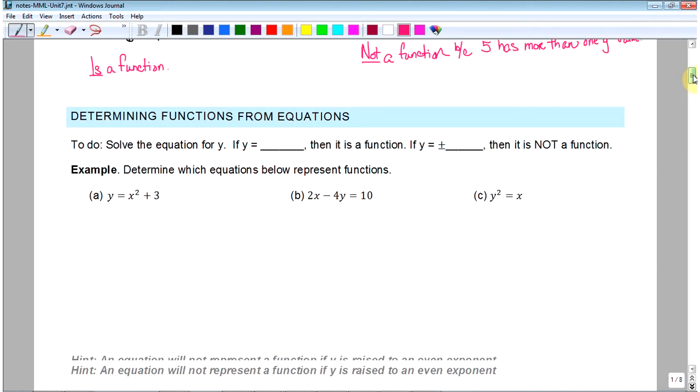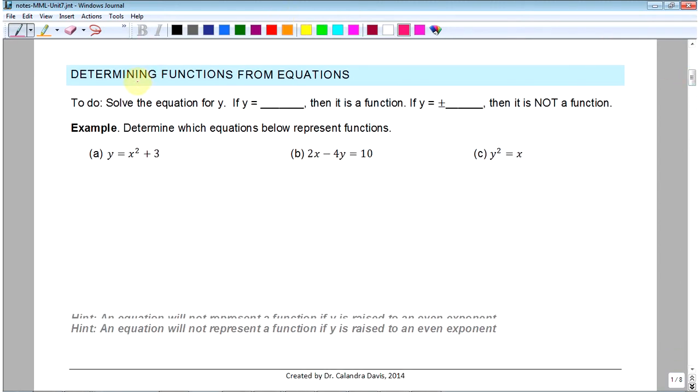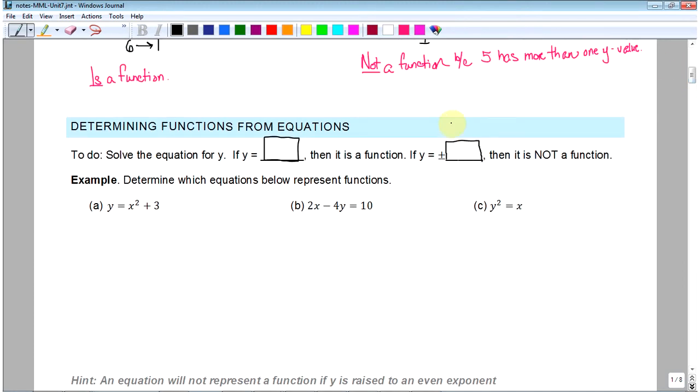Determining functions from equations. To do this, you should solve your equation for y. If you come up with y is equal to any quantity, where you have y isolated on one side of the equation, then that equation will represent a function. If you have that y is equal to plus or minus some quantity, once you have y isolated, then it is not a function. So let's look at a basic example of this so that you can see why.